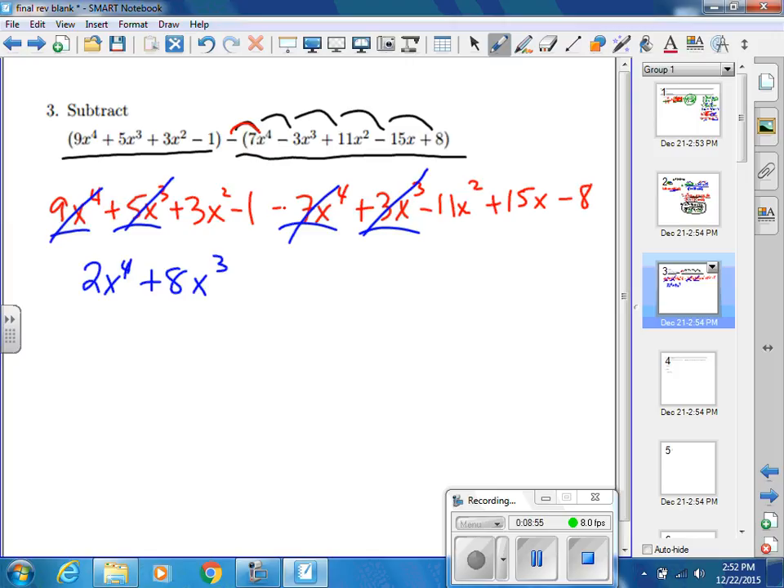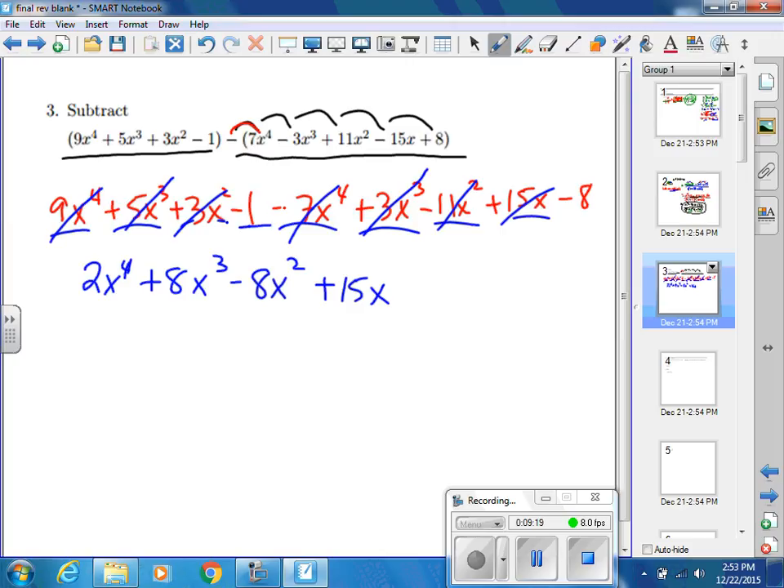Now I have a 3x squared and a minus 11x squared. I put those together. Remember, it's a minus 11, so I'm going to get negative 8x squared. And I'm done. Now here I have a minus 1, but I do also have this 15x. It doesn't have a partner to go with. So because of that, I just copy 15x. Just comes along. Now it's gone.